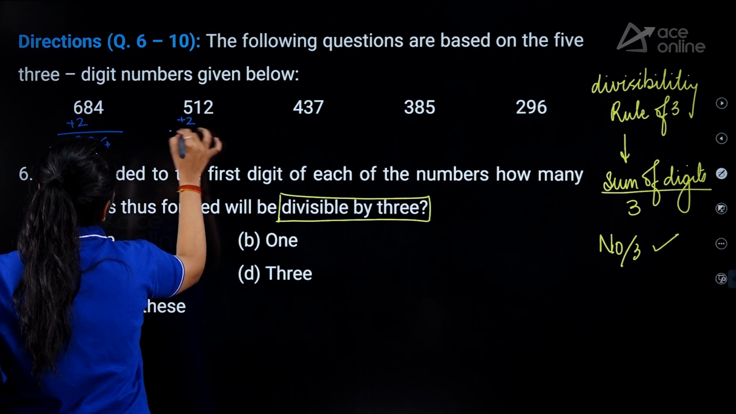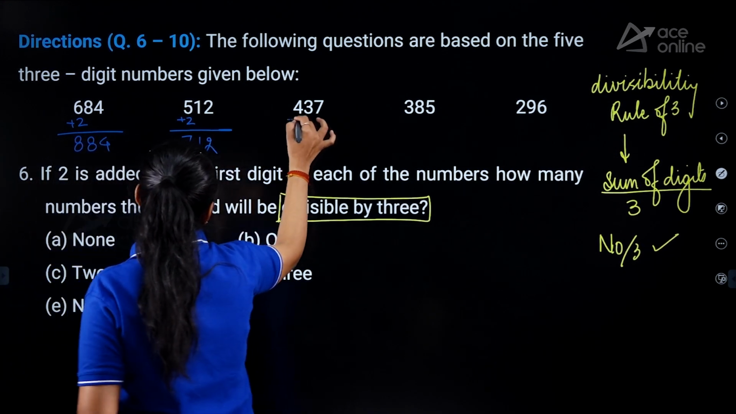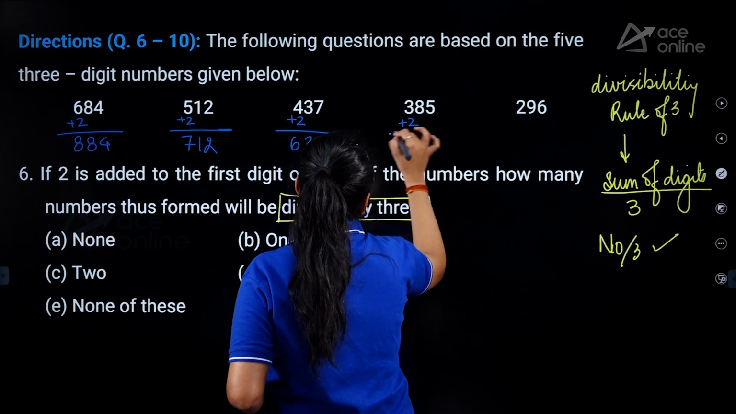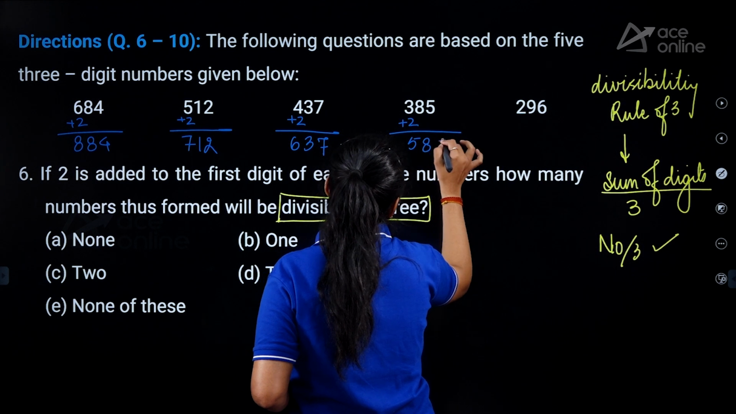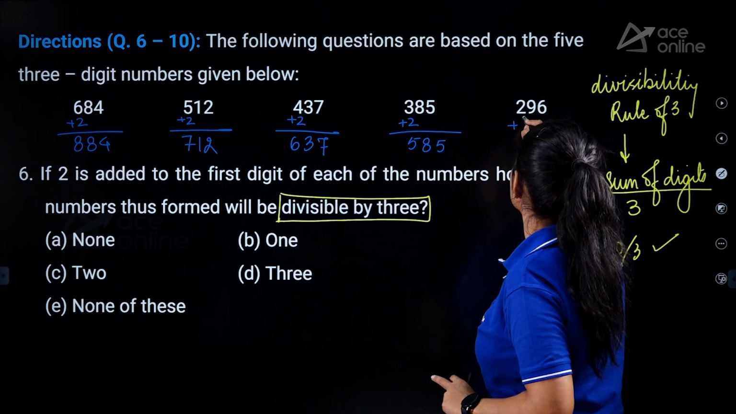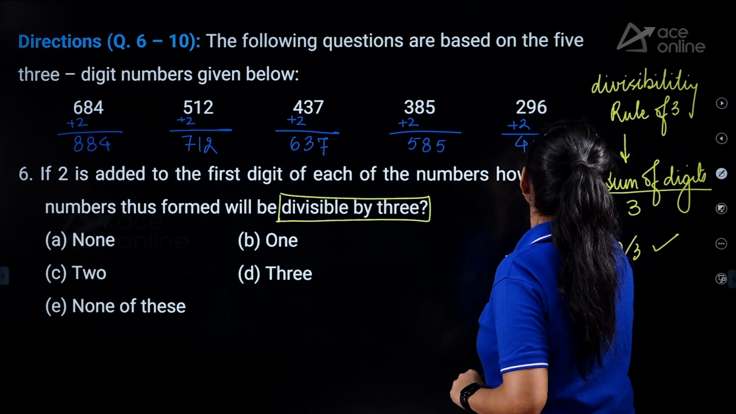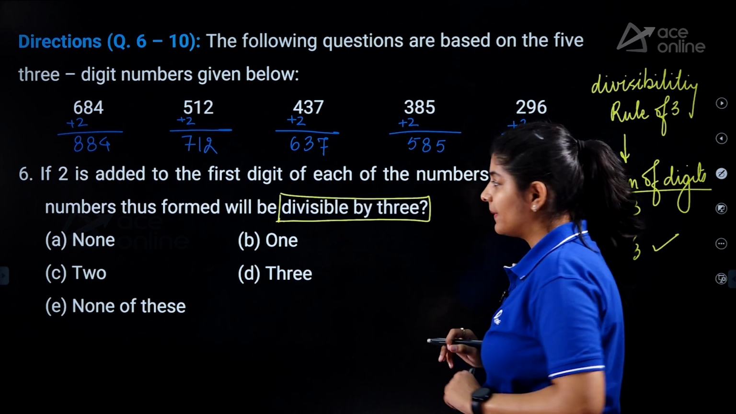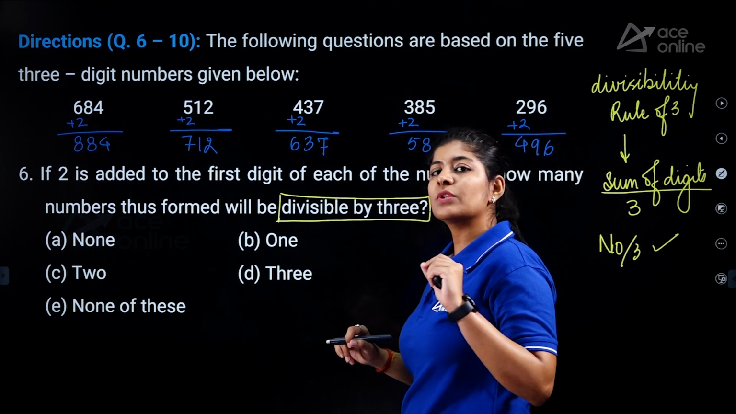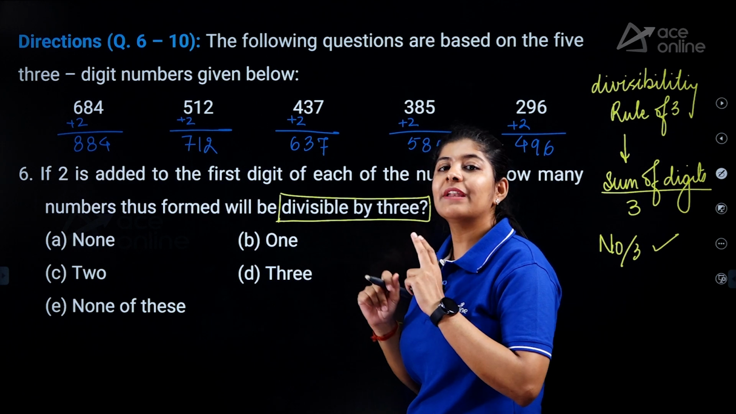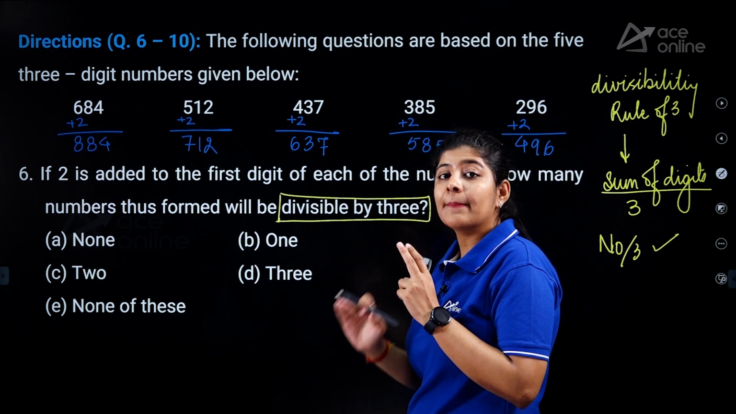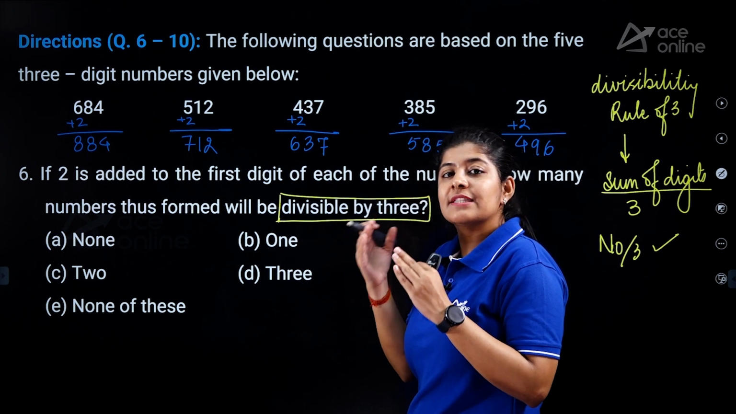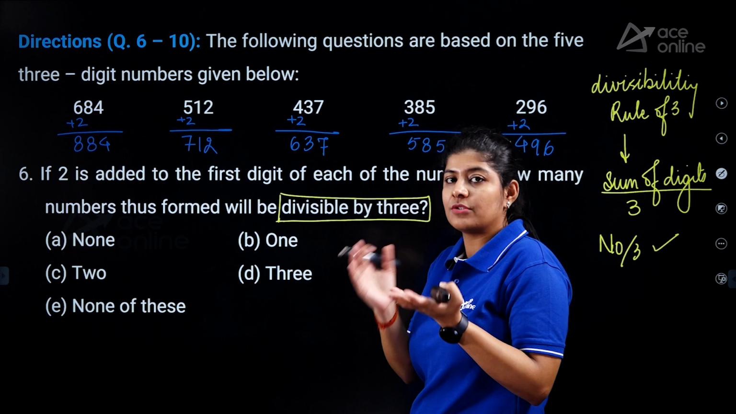It will become 712. It will become 637. It will become 585, right? And it will become 496, right? Now, what I need to do is check whether they are divisible by 3 or not. So, the divisibility rule says that if the sum of the digits is divisible by 3, then we can say that the number is also divisible by 3.